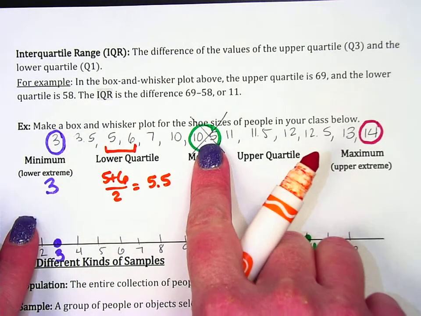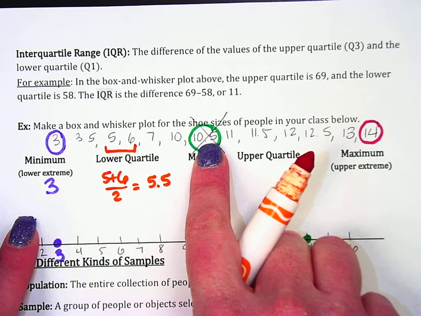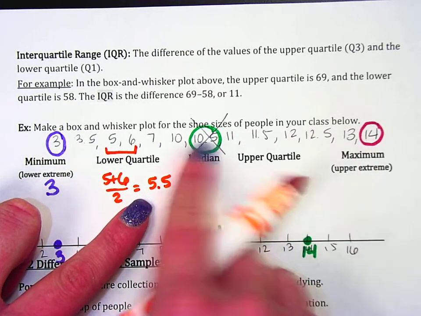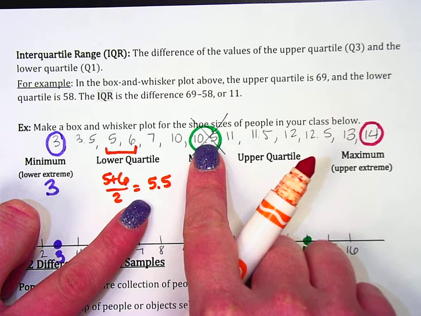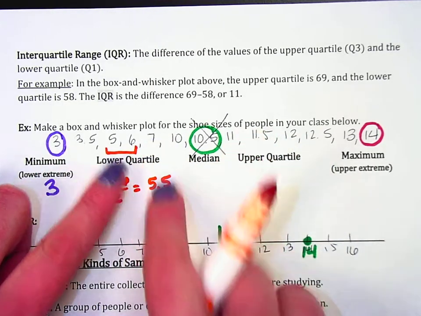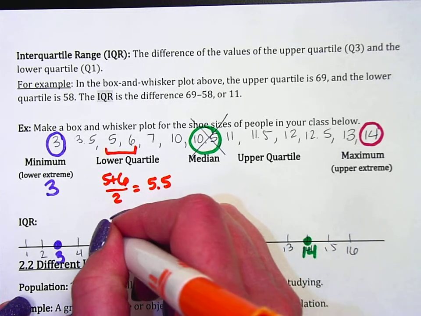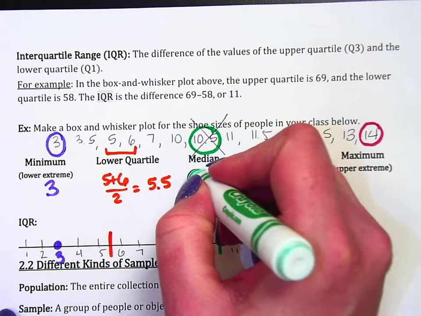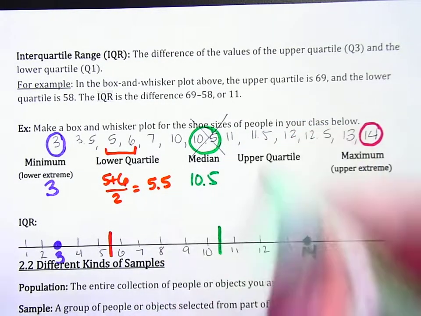So I left out my median because it was only one number. If it was two numbers like this, then I would include them in the upper and the lower, but I'm not going to share that number. So I crossed off the median and I found my median again. So 5.5 is the lower part of my box. I'm going to put that as a line. Right here's my median. That one was 10.5.